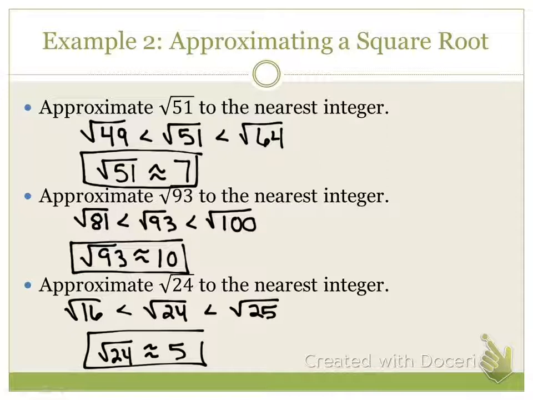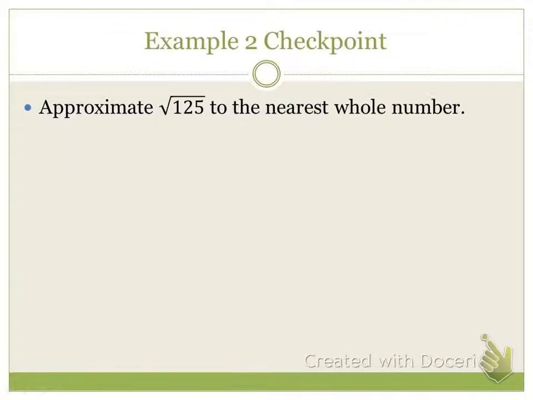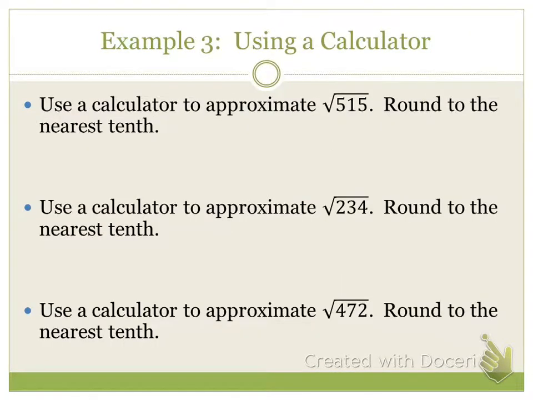Believe it or not, I think example 3 might be easier than example 2. You happy about that? Okay, so let's look at it. Now it says use your favorite thing in the world. What is that? A calculator. So put it in your calculator. What is the square root of 515 rounded to the nearest tenth? You just put it in your calculator and then you change to a decimal.